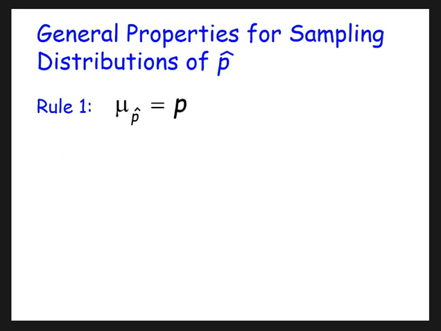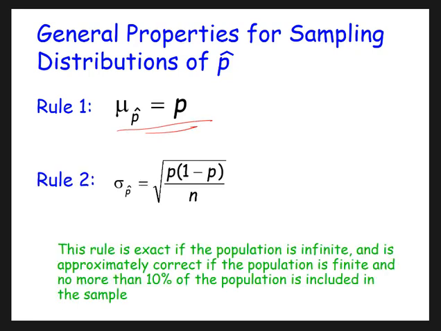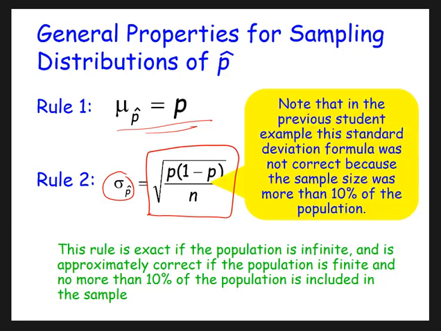So the rule: the mean of the sample proportions will always be equal to the population proportion. The standard deviation of sample proportions is similar to the standard deviation for a binomial distribution, only we're dividing by that square root of n, so it's the square root of p times 1 minus p over n, all in the square root. Again, the sample size has to be less than 10% of the whole population, or we have to deal with the finite population correction factor.